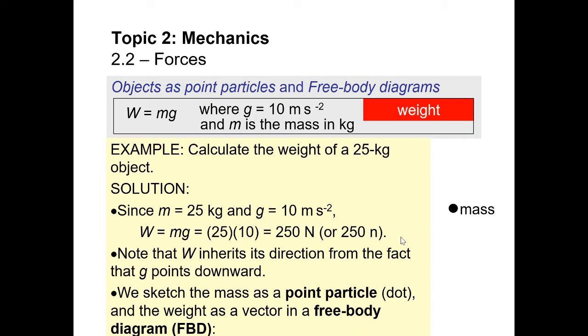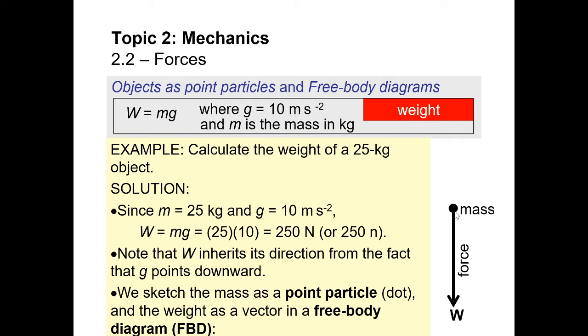Now, usually with the free body diagram, you draw it as a point particle. So any object, no matter what it is. This little dot could represent a piano, which is an abstract shape. It could represent a beach ball, which is almost a perfect sphere. Whatever it is, we represent it with a dot.